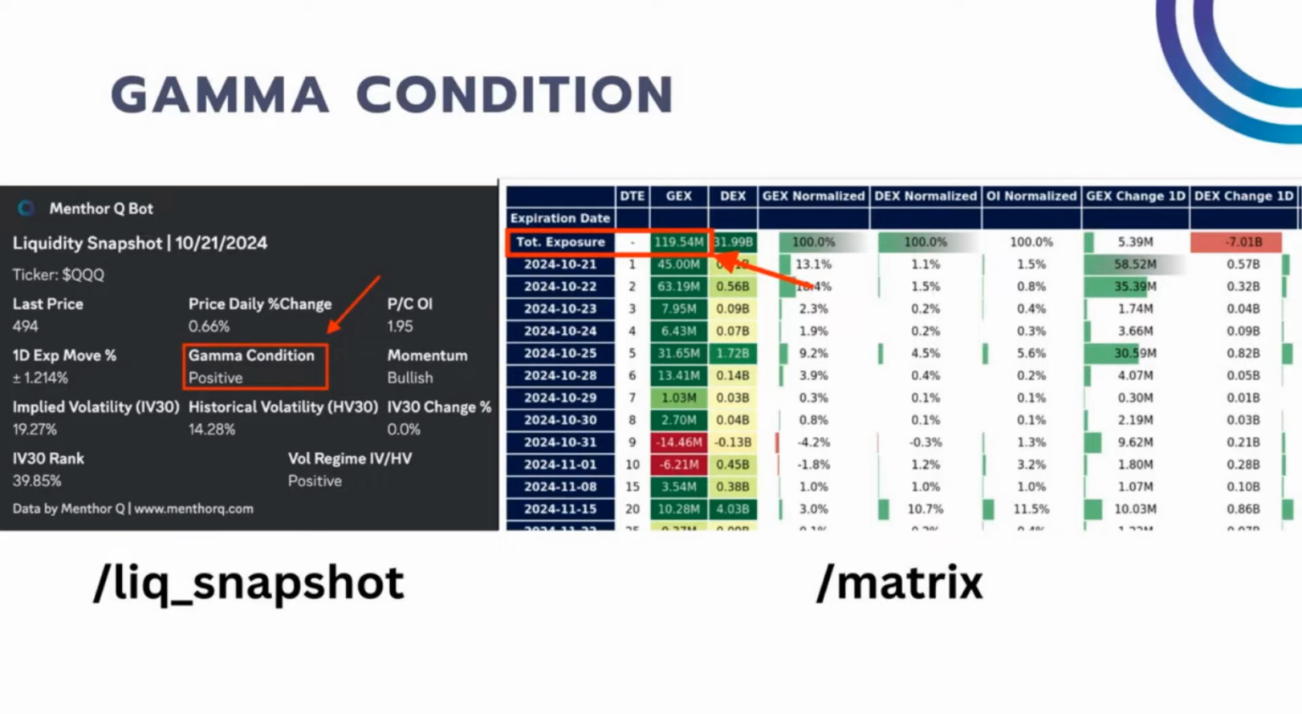You can also look at the matrix and see at the top left hand side if we are in a positive GEX or negative GEX. So if you see a green there, it means that the overall gamma exposure is positive. If you see a red, it would mean that the overall gamma exposure is negative, and that we are in a negative gamma environment.